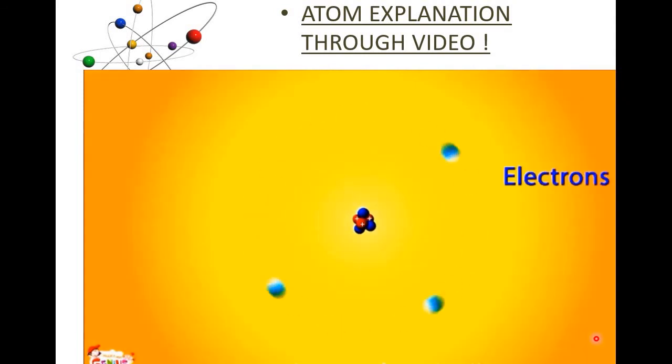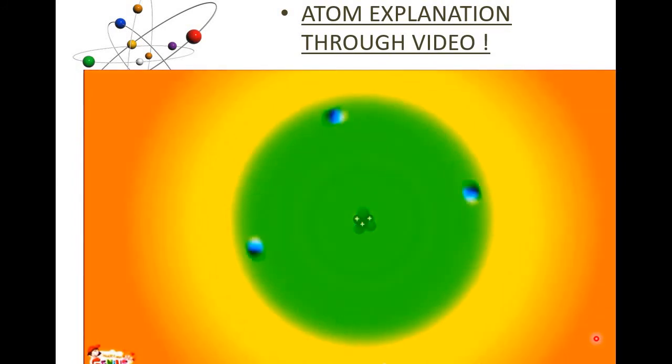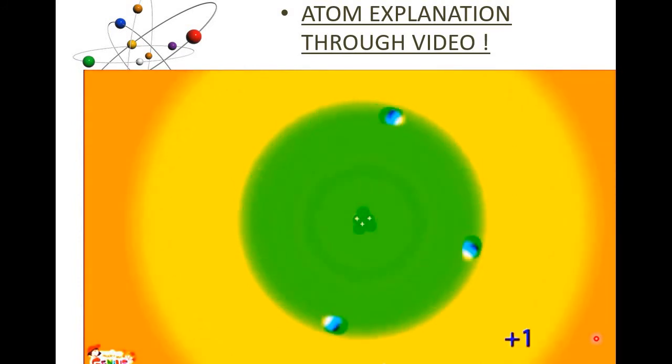Now, electrons are outside the nucleus. They are orbiting around the nucleus. The electrons carry a negative charge. The total negative charge of electrons is equal to the positive charge of the nucleus. So in total, an atom is neutral. The positive charge of the protons is neutralized by the negative charge of the electrons. So it is like +1 is neutralized by -1, and overall charge of an atom becomes 0.